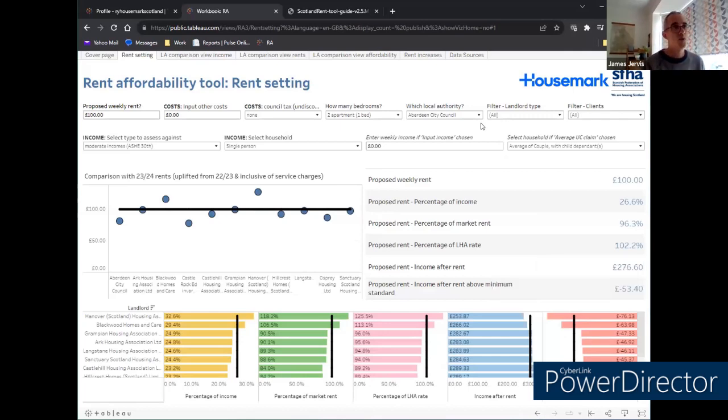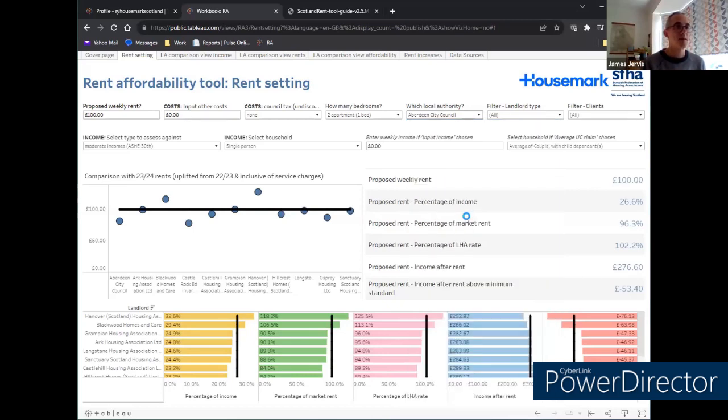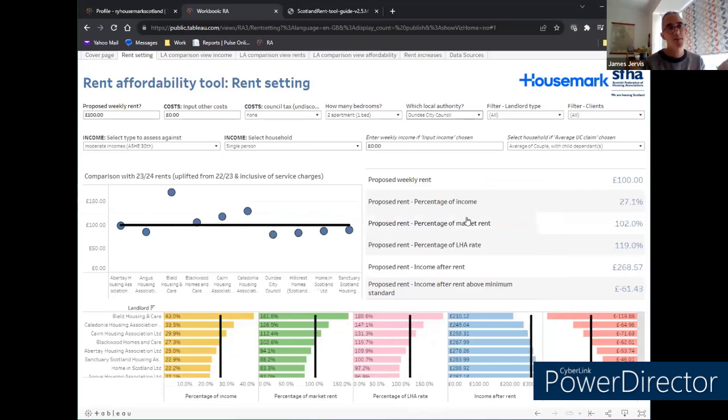So in this case for Aberdeen, again, just because it's alphabetical, I could choose another one. Let's choose Dundee. Obviously, it'll update according to the local authority that's been chosen. This is the absolute amount after rent, and then interestingly, this is the same affordability metric as the one above, but then we apply the minimum income standard.